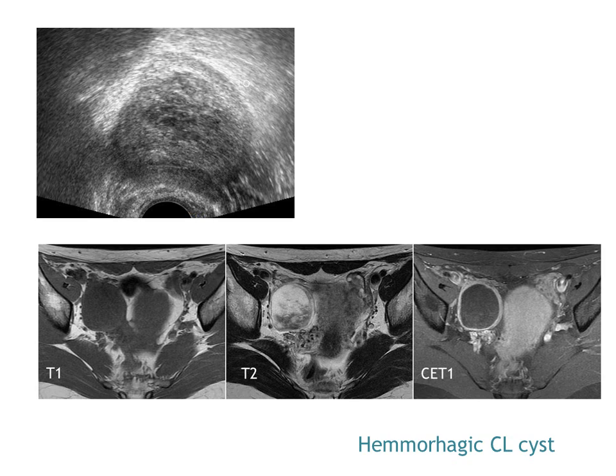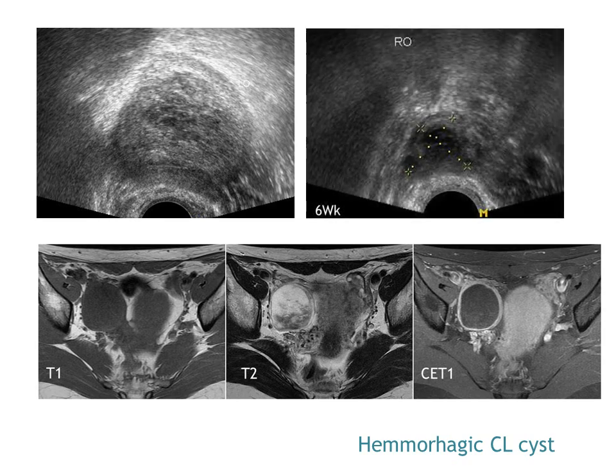This is a case of hemorrhagic corpus luteal cyst and shows heterogeneous signal intensity at T2 weighted image due to hemorrhage and thick wall with strong contrast enhancement. And ultrasound shows heterogeneous intracystic echoes, and follow-up ultrasound in 6 weeks shows spontaneous regression.